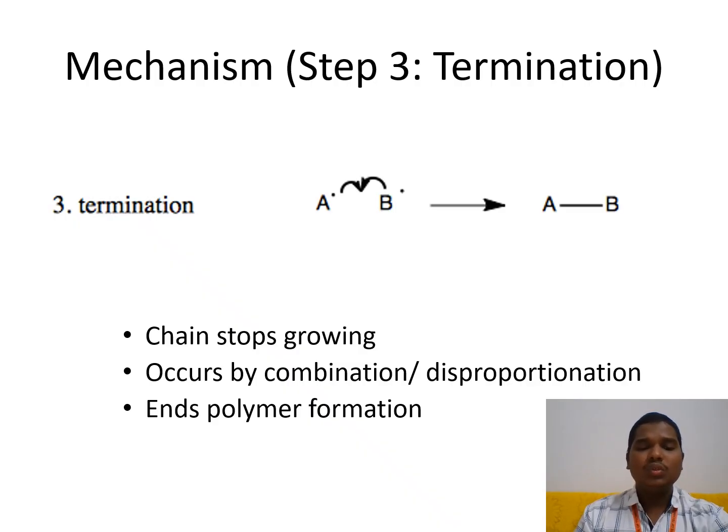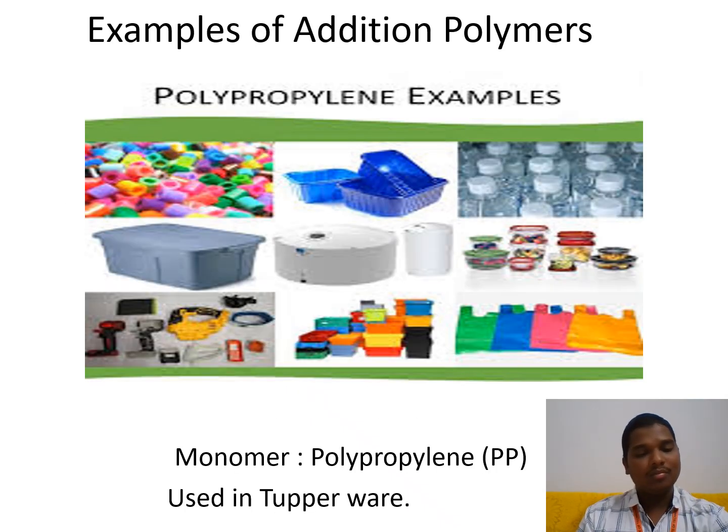Next, we'll go to some examples of addition polymers. The examples of addition polymers include polyethylene, PVC, polystyrene, and Teflon. They are extensively used in household materials, industrial applications, electrical insulation, and packaging products. And next we'll go through polyethylene in detail.